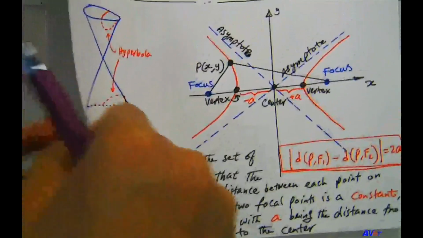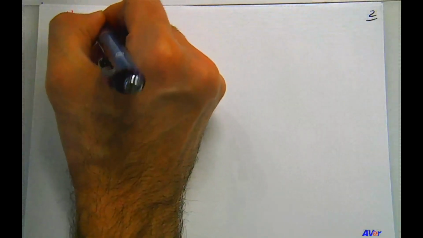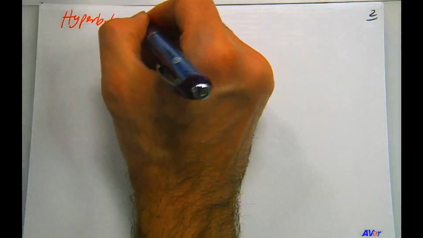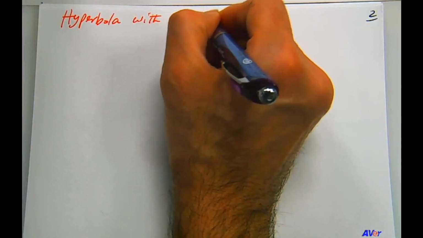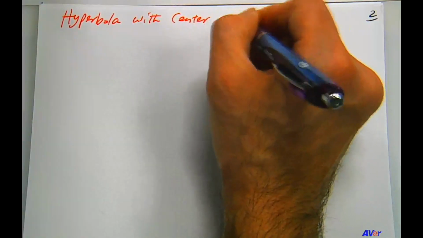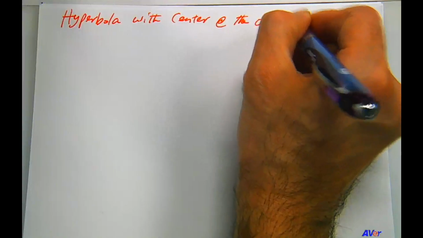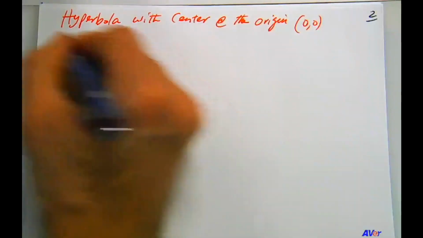Okay, so now let's narrow this down to more fine-tuned details about the hyperbola. So let's title this as the hyperbola with center at the origin, 0, 0.